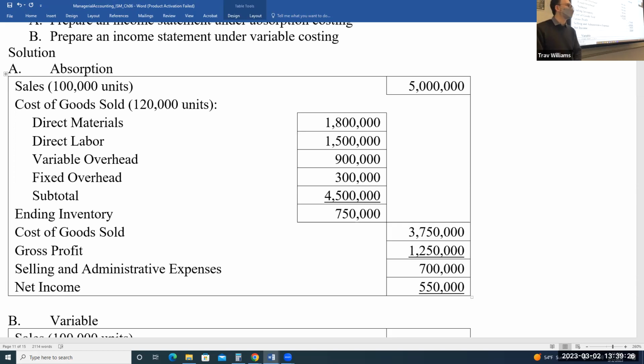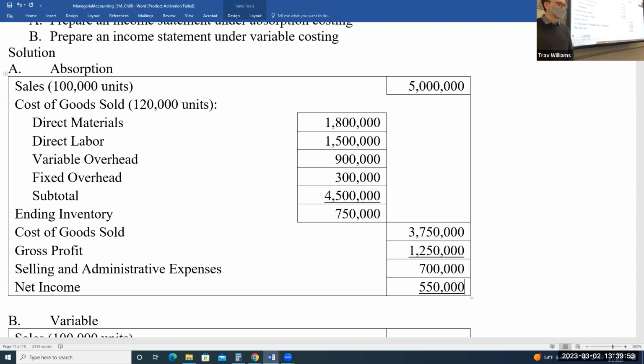So using absorption costing, that's our net income. It's pretty similar to income statements we've done in the past. The only thing is that we had to convert the cost of manufacturing into the cost of goods sold. All right, we ready for part B?